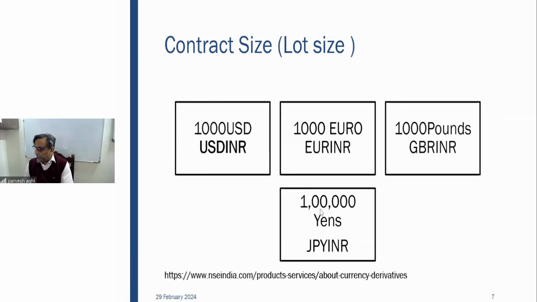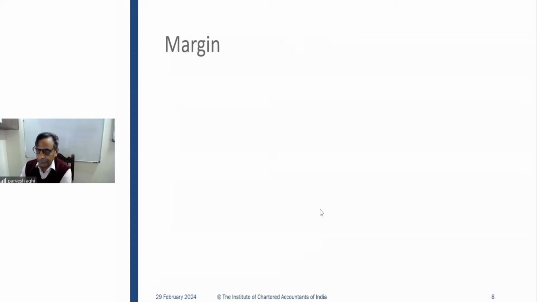Now the contract size, there is a standard size here. This is very important for you to understand because in many CA questions the contract size is given. So there is a lot size here. Lot size is 1,000 US dollars for the USD INR pair. For euro, it is 1,000 euros lot size, for pound there is a 1,000 pounds lot size, and 1 lakh yen for Japanese Yen INR. So this is the lot size. If you have to take a position, either buy futures or sell futures, you have to do it in terms of lots. This is a standard.